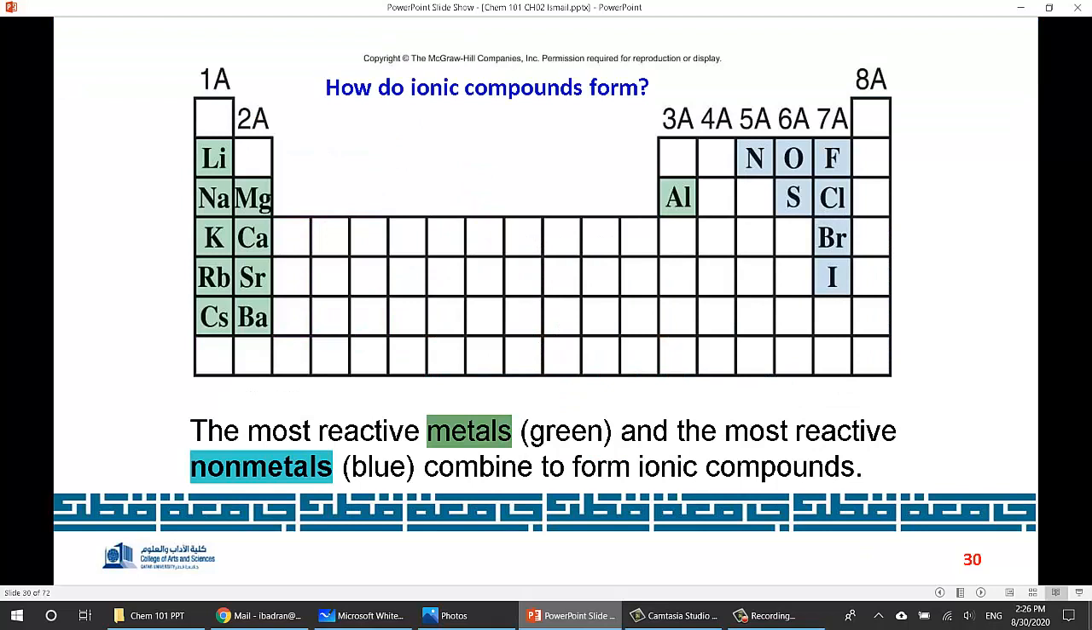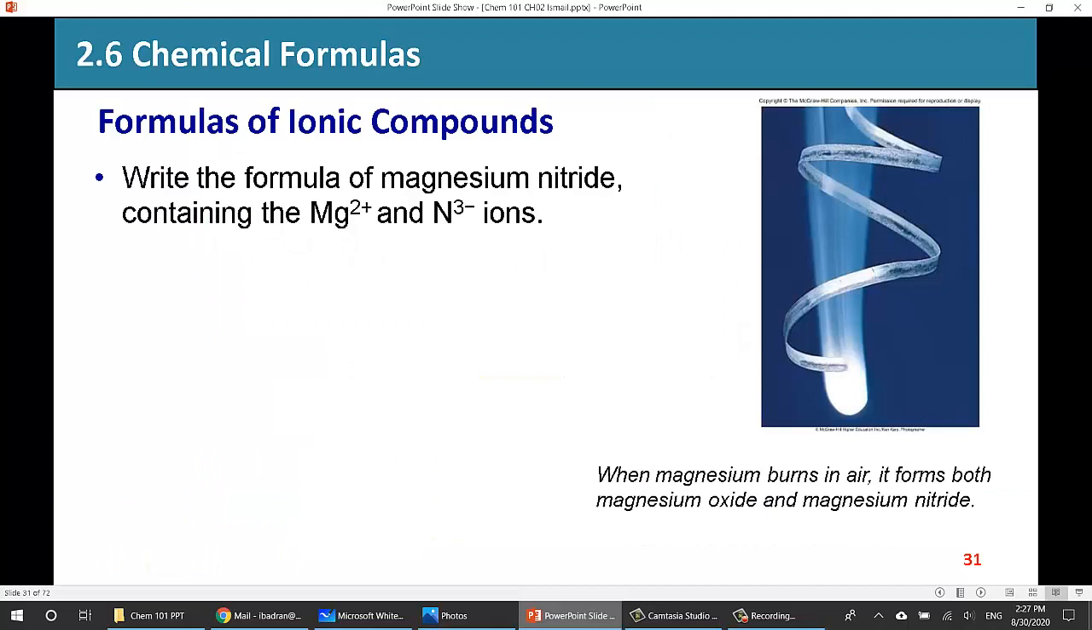So as I said, ionic compounds are formed between metals or cations to the left and anions to the right. Not only group 1 and 2, of course, we can form ionic compounds with any metal, including the transition metals. Now, how do we do formulas for ionic compounds simply?